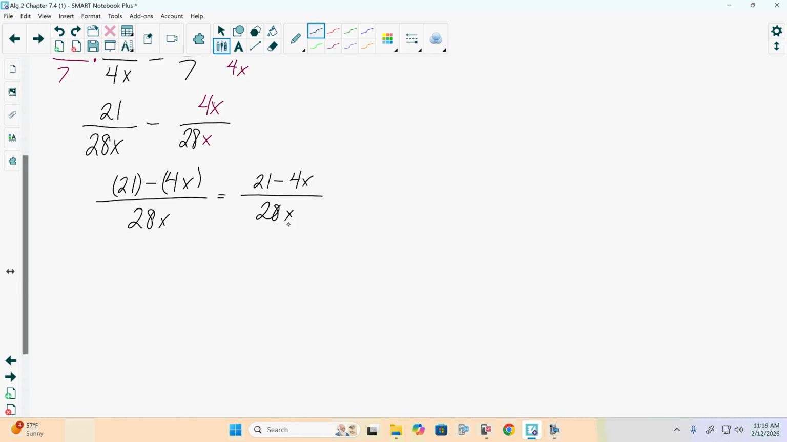Is there a greatest common factor between 21 and 4? No. So there's nothing to factor out. There's nothing to simplify. 21 minus 4x over 28x is the final answer. Because again, it sometimes feels like we have to factor, we have to simplify. It doesn't have to. But we always want to check and make sure to see if it does, because if it does, we need to. If it doesn't, we leave it as is.